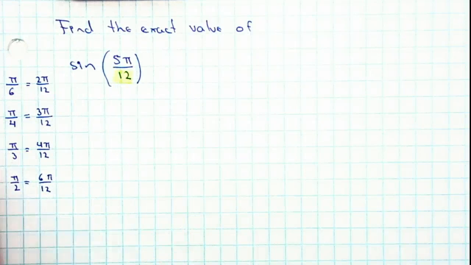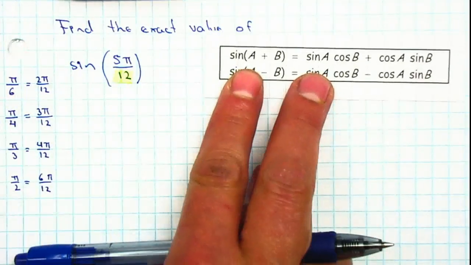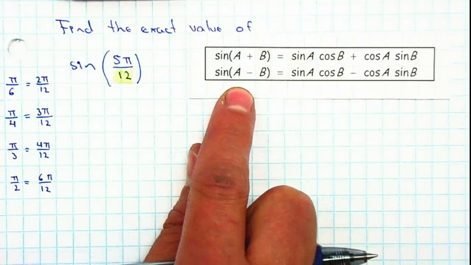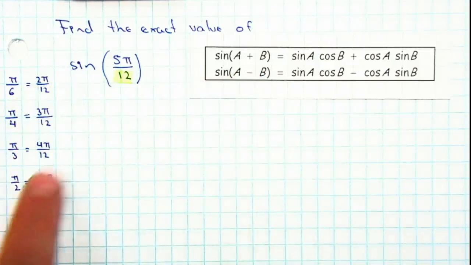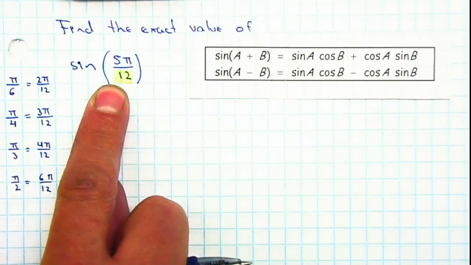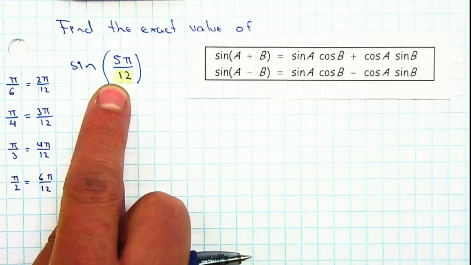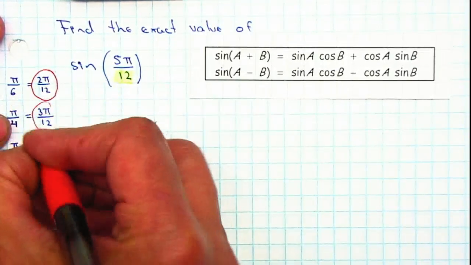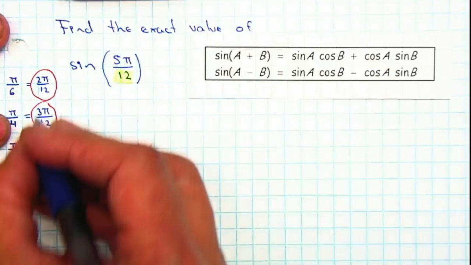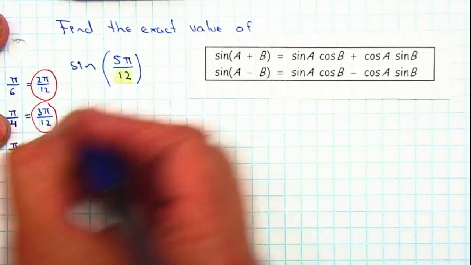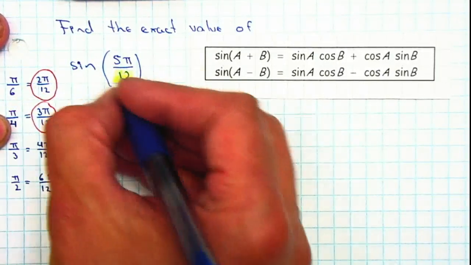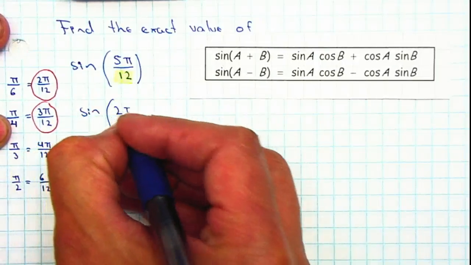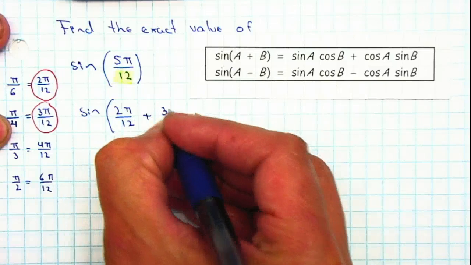And we are going to have to use our sum formula, or difference formula. I'm looking for two of the angles that added or subtracted will give me 5 pi over 12. In this case, this is a little easier to see, so I know that it's going to be added. Those two, 2 pi over 12 plus 3 pi over 12, will give me 5 pi over 12. So we're going to replace the 5 pi over 12 with 2 pi over 12 plus 3 pi over 12.